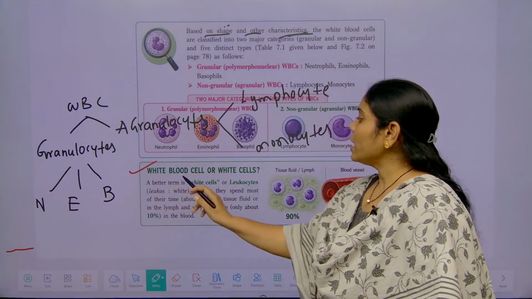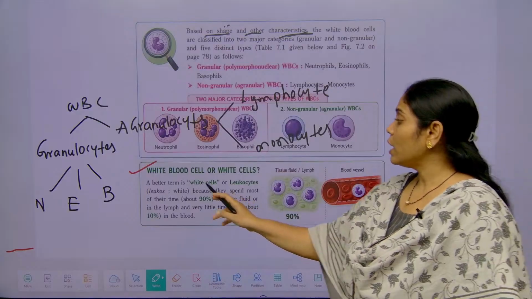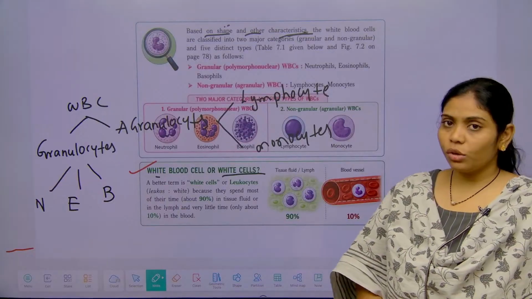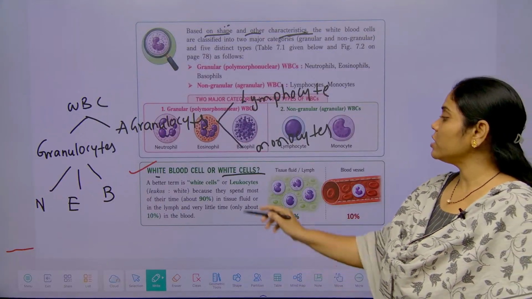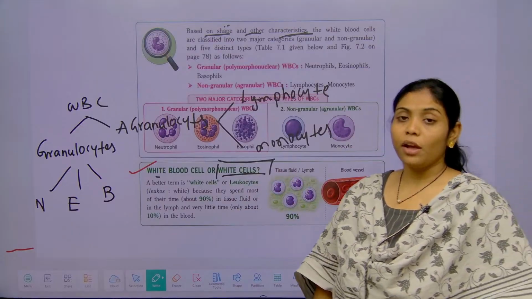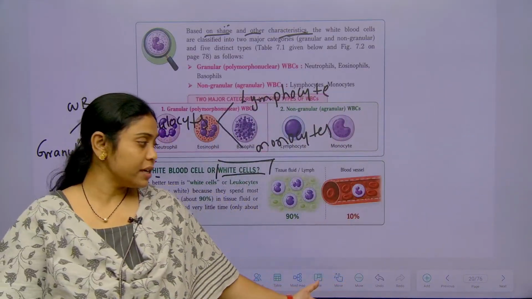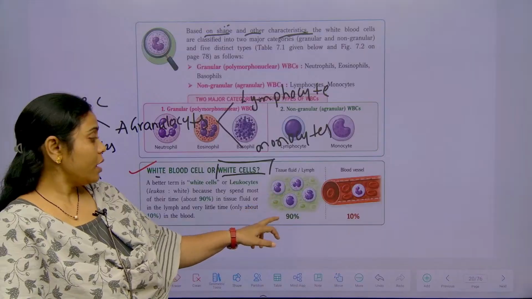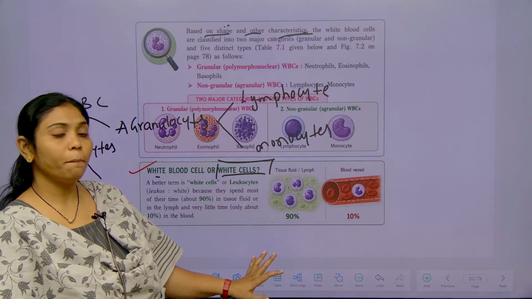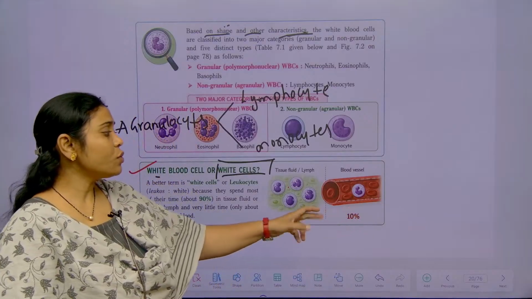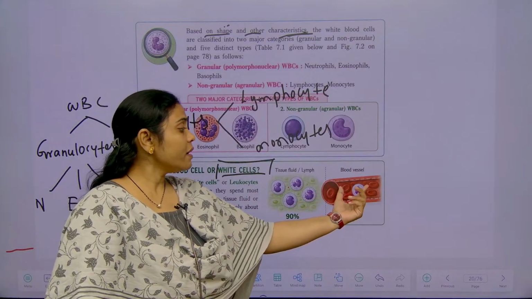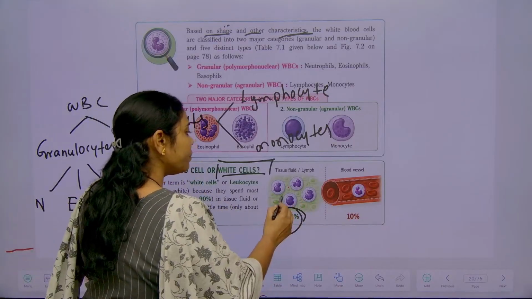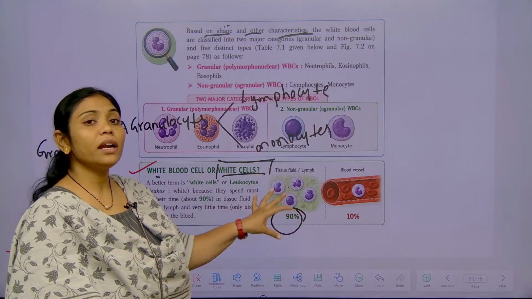Now, instead of WBCs, should we call them white cells or white blood cells? The accurate word is white cells. Why? As we discussed, because of the pressure from the blood capillary, some of the blood cells come out of the capillary. So they are not in the blood. Most of the time they will be in the tissue fluid.